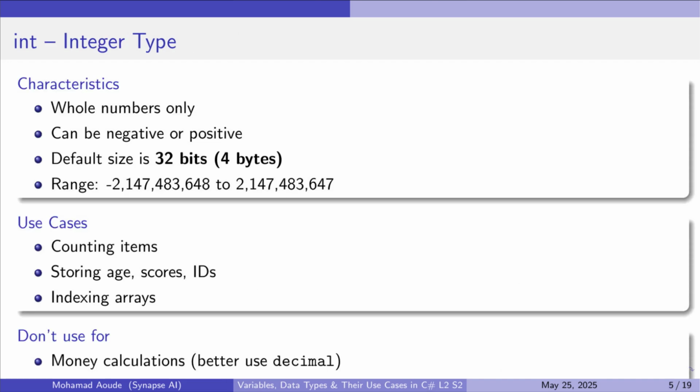The int type holds whole numbers from about -2 billion up to +2 billion. It is ideal for counting items, representing scores or identifiers, and indexing arrays. Remember, though, it cannot represent fractions, so it is not suitable for money calculations.